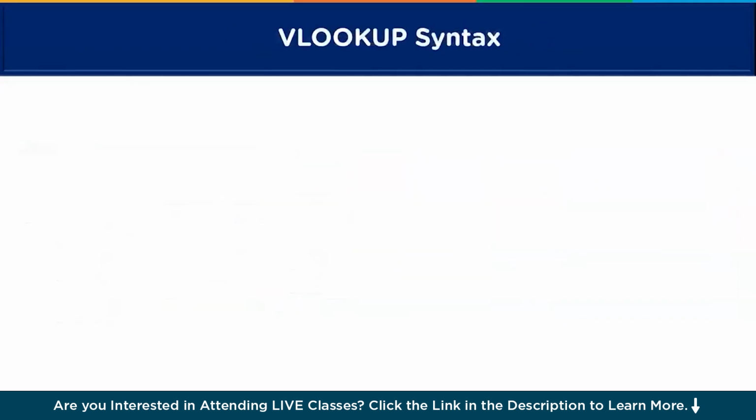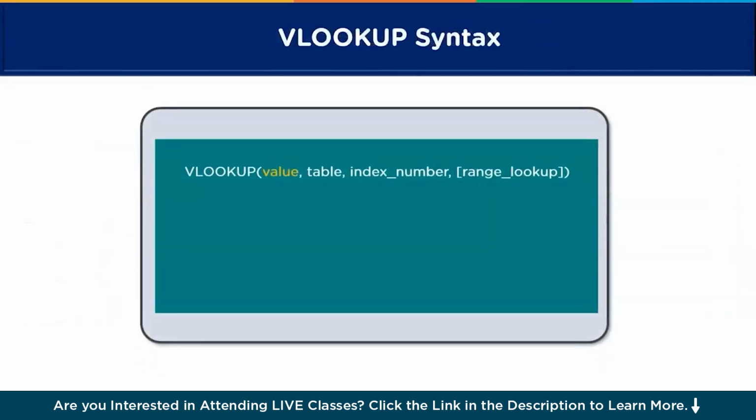Now, let's look at the syntax to write a VLOOKUP function. So VLOOKUP takes 4 parameters or arguments. You can see it here. There are 4 arguments in the VLOOKUP function. So the first argument is called the lookup value. The lookup value represents the value that you are searching for. Next is the table array. The table array represents 2 or more columns of information.